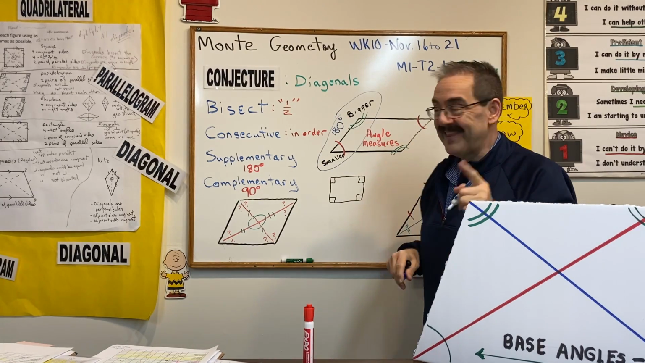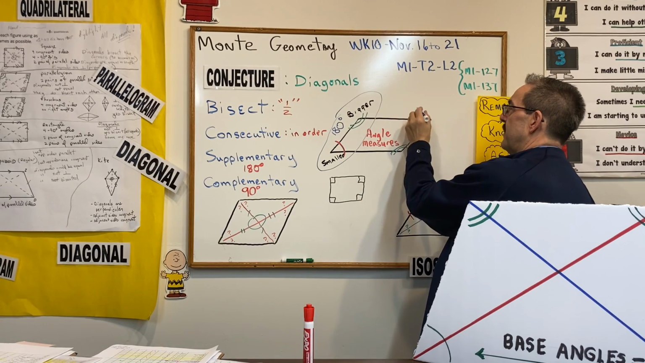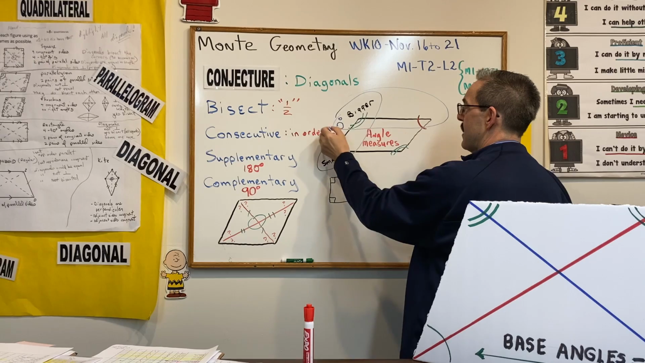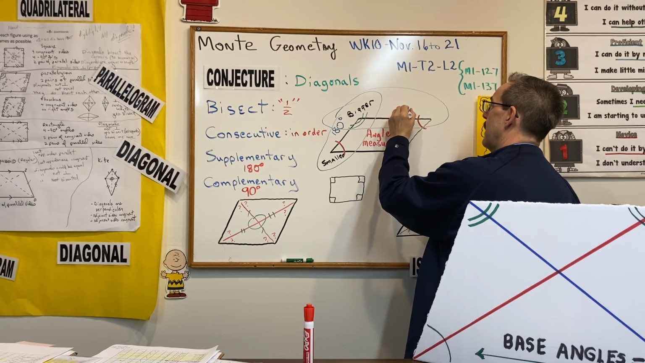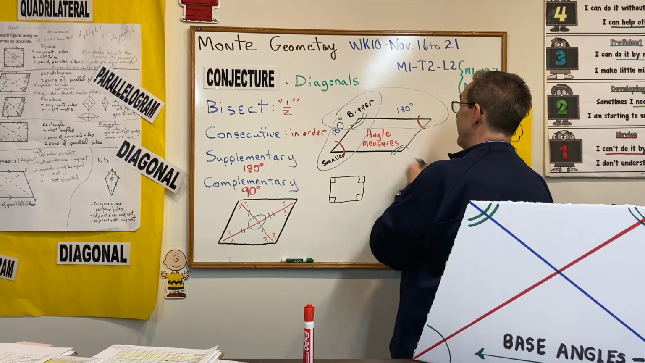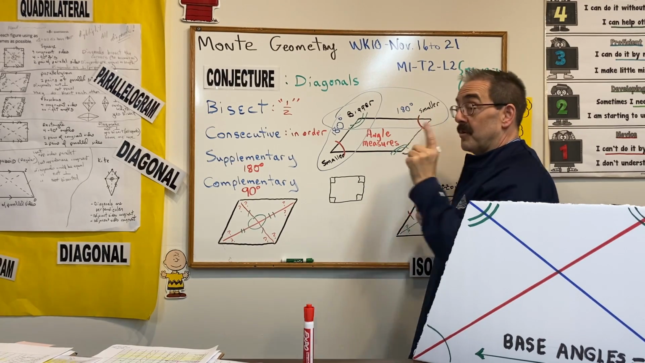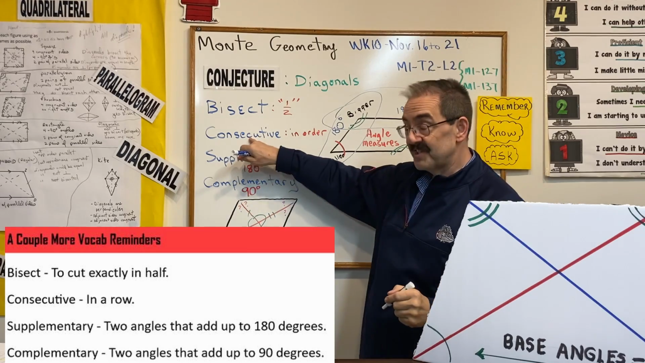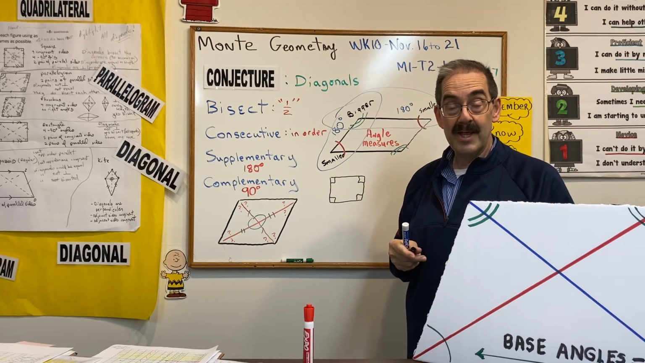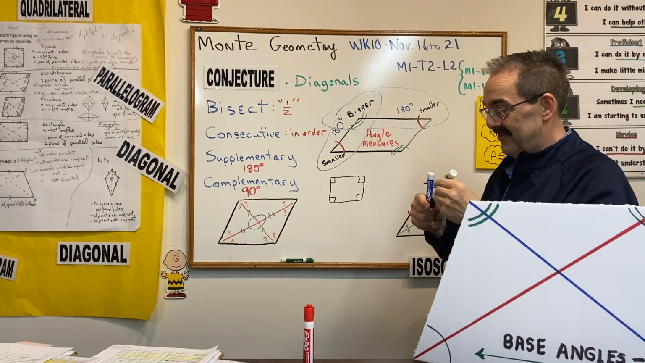Serious, I hope you think that. As this gets bigger, this gets smaller, so it always adds to 180. So in other words, consecutive angles are supplementary in some of the quadrilaterals, not all. Okay?